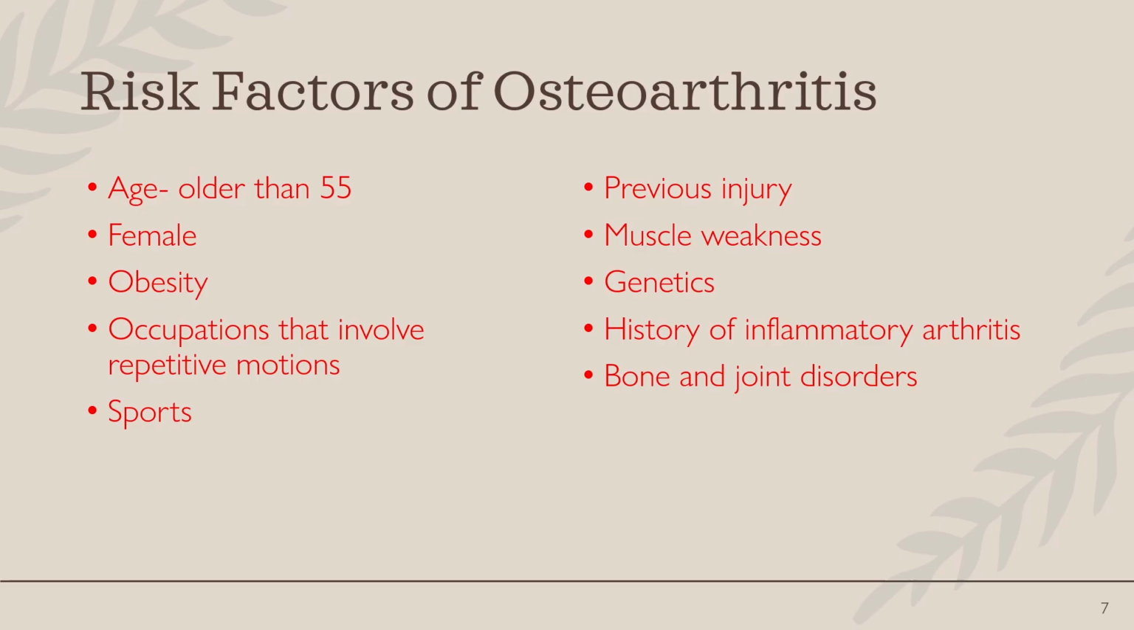So maybe someone who is a machine operator, someone who is doing the same routine with their hands over and over and over again. Sometimes that can even be somebody who is sedentary and they're constantly using their hands on a computer. Then there are people that have hobbies in which they are constantly using their hands, such as knitting, crocheting. Sports, a previous injury will be a risk factor, muscle weakness, genetics, history of inflammatory arthritis, and then bone and joint disorders. Ladies and gentlemen, these are all risk factors, and please pay attention to this slide.